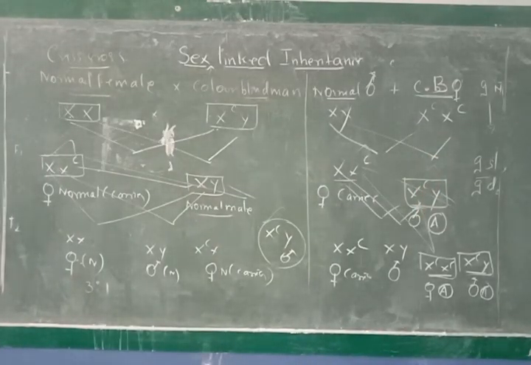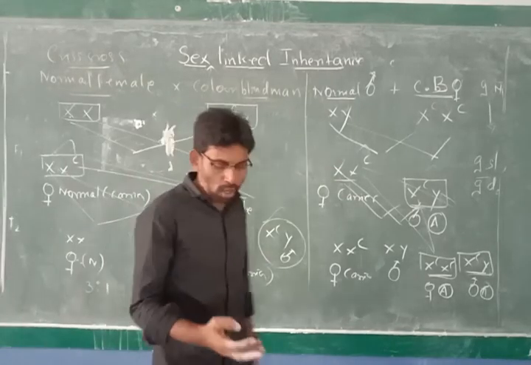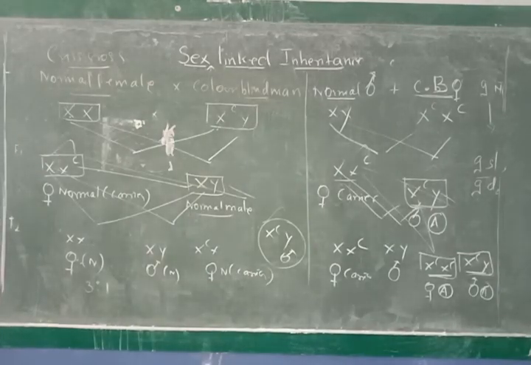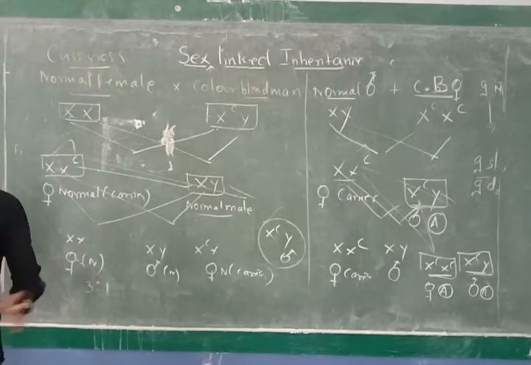So in sex-linked inheritance, we discussed what sex-linked inheritance is, what a sex-linked gene is, then what X-linked and Y-linked genes are. Then we also discussed color blindness in two situations. It is a very important five-marker topic.